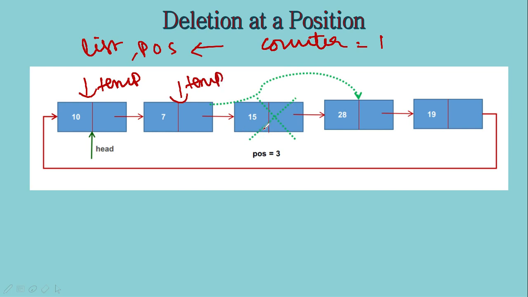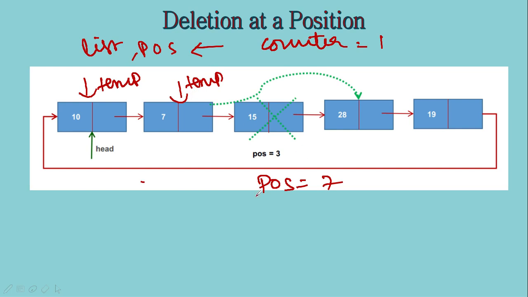So how we can write the algorithm is, while counter is less than position minus 1, we have to move the temp. That's fine if the position is valid. Valid in the sense that position 3 is fine when there are 5 nodes. Suppose I give the position as 7, what will happen? If I just follow it, it will go for counter 1, 2, 3, 4, 5, 6, 7. Again it will come to position number 2.